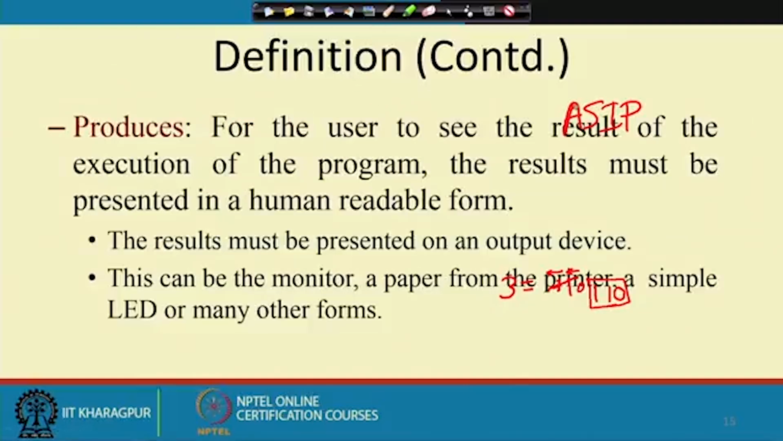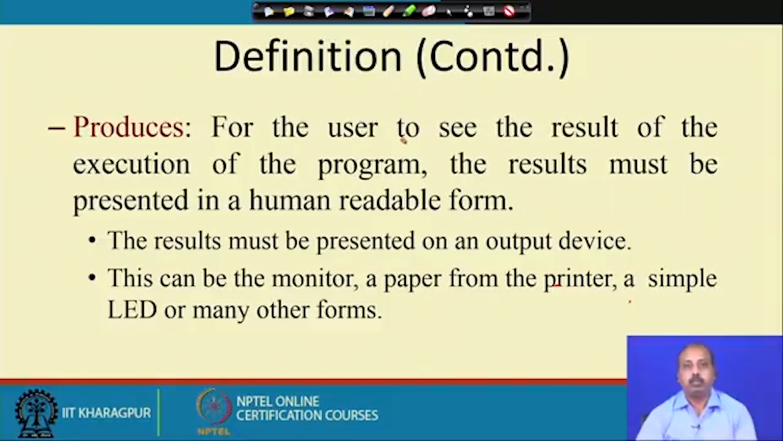If we are going into the definition further, say the produces part, the data that is produced by the microprocessor. For the user to see the result of the execution of a program, the result must be presented in a human readable form, so we should be able to understand the value. If the value is stored in the memory, then a general user will not be able to see that.